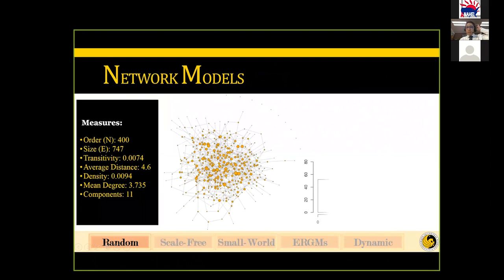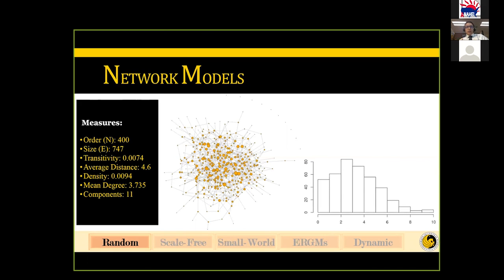So in this specific network that I simulated using the Erdős–Rényi model, we have order of 400, meaning that we have 400 vertices that are connected to each other with 747 edges. So this is basically a very low density network. Out of all the possible lines, we only have 700 of them. And the transitivity is also low. You can see that it's 0.007, meaning that in this network, at least, your friend's friend is not your friend. So in other words, clustering is not that high.